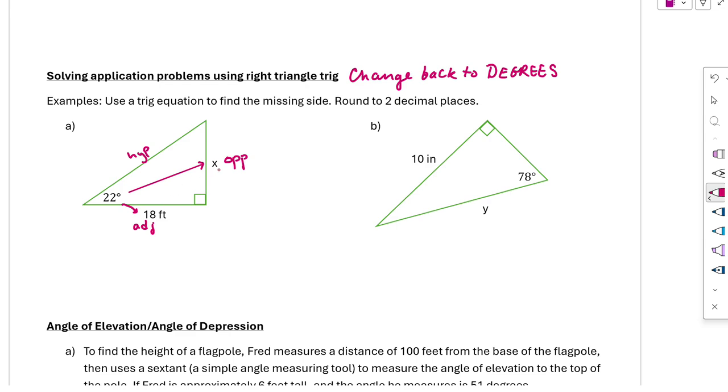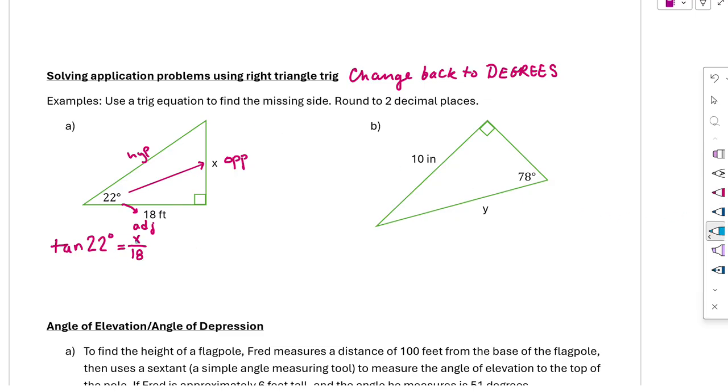The one we want to know is X. The one we already know is 18, and that's adjacent. So opposite and adjacent go with tangent. So we're going to set up a little tangent equation. We're going to say the tangent of the angle, so tangent of 22 degrees, is equal to the opposite side, that's X, over the adjacent side, that's 18 feet. Okay? And then you're always going to get a little equation that looks like this. You're going to have a trig function with an angle, and then the two sides as a ratio. So hopefully that all comes together well.